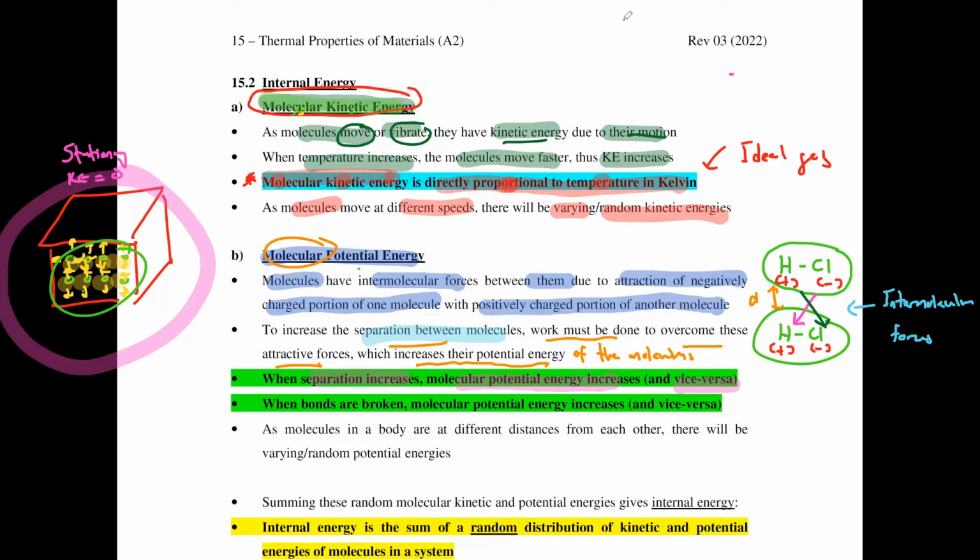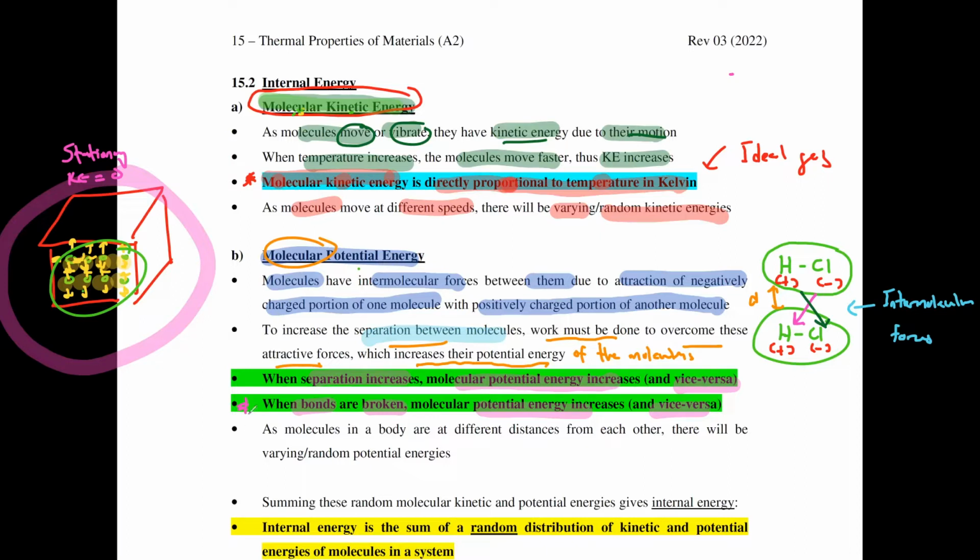Okay. And then there's also another thing that will affect your molecular potential energy. That one is your bonds. What we'll tell you is that if you break the bonds between molecules, your molecular potential energy will increase. And vice versa. Meaning to say, if bonds are formed, molecular potential energy decreases. This one will make more sense if you look at the next page later on.